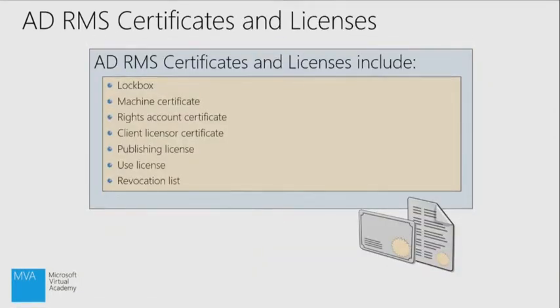Certificates and licenses. Again, this is where we get into some nuts and bolts. Lockbox, machine certificate, rights account certificates, client licensor certificates, a publishing license, a use license, and a revocation list. All of these things are components needed by AD RMS to function correctly and provide this functionality in the first place. The lockbox is a dynamic link library used to increase security in the environment in which an AD RMS application runs. Not necessarily a required component.